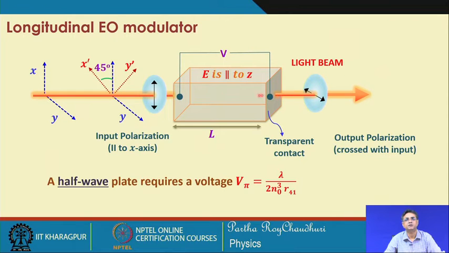Then they develop a delay between the two eigenpolarizations, which are along x prime and y prime, because they will see different refractive indices. At the output of this polarizer, which is in crossed position with respect to the input, you will get the modulated output. So, the half voltage required is now V pi, which is half of the half voltage that was required in the case of phase modulation.